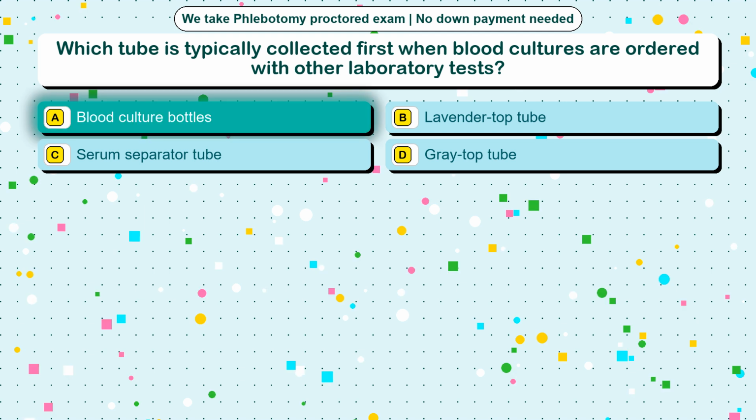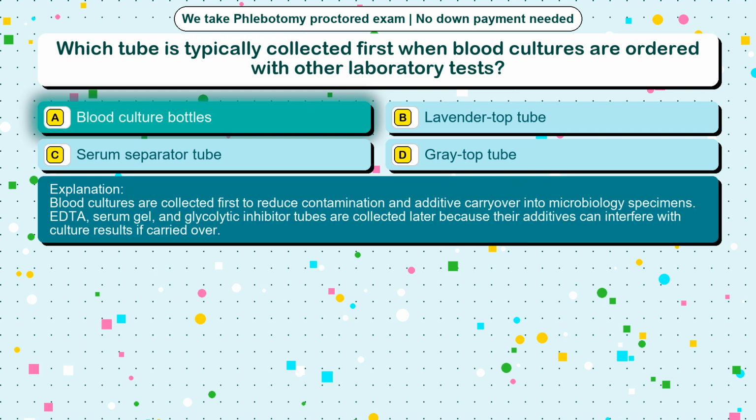The correct answer is option A, blood culture bottles. Blood cultures are collected first to reduce contamination and additive carryover into microbiology specimens. EDTA, serum gel, and glycolytic inhibitor tubes are collected later because their additives can interfere with culture results if carried over.